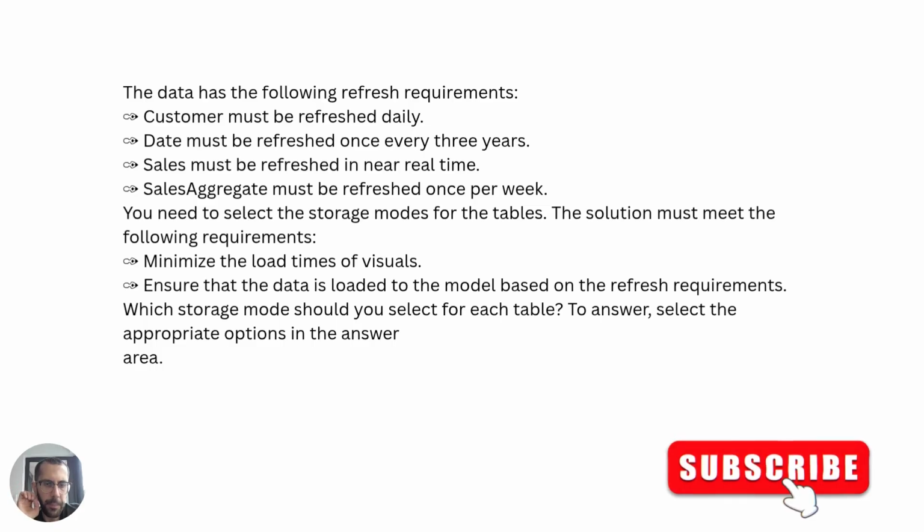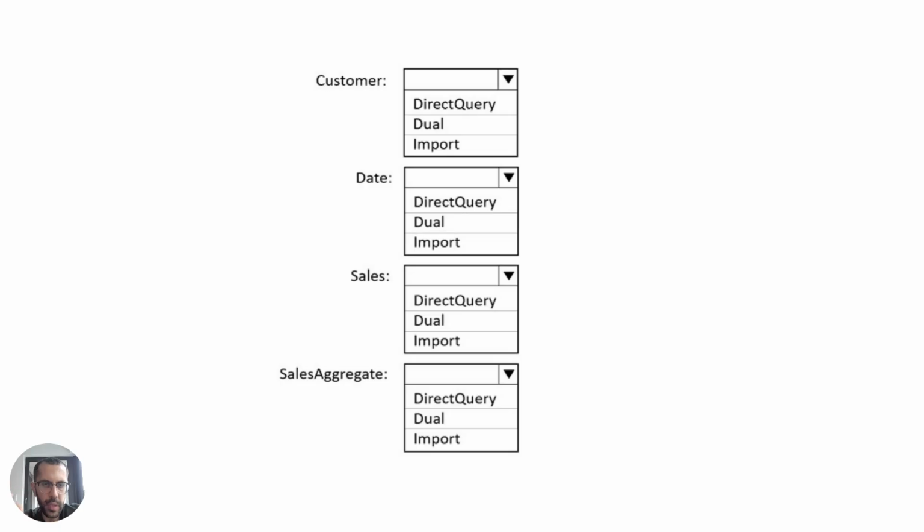So then they're going to show you what options you have for customer. For example, what was the customer they are asking is the refresh daily. So daily is not as frequent as real time. So DirectQuery is for the real time or almost nearly real time. So that's why we say that sales is the real time. So we already know that the DirectQuery is going to be on the sales.